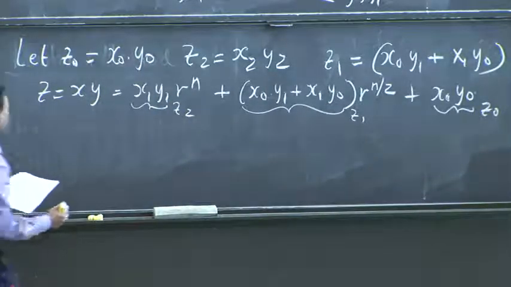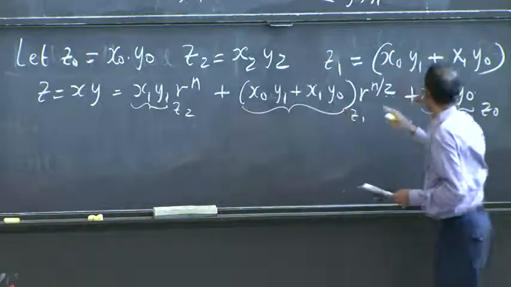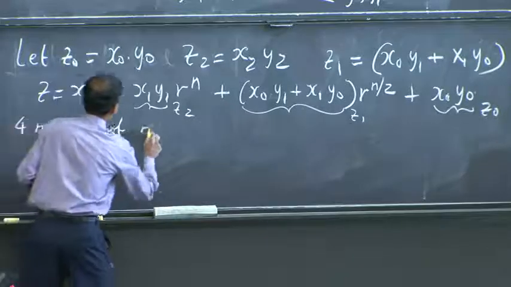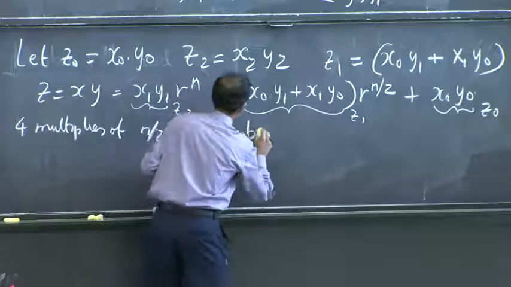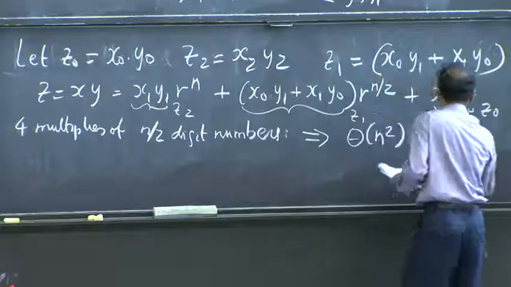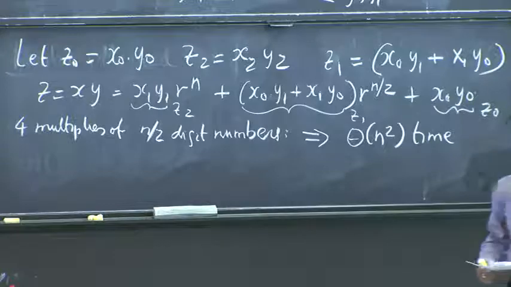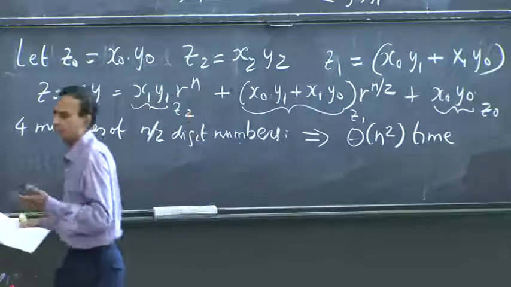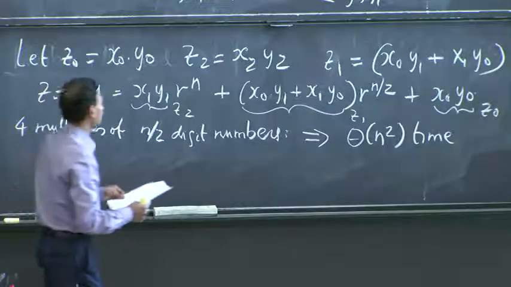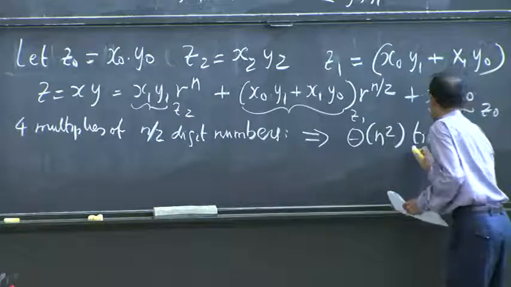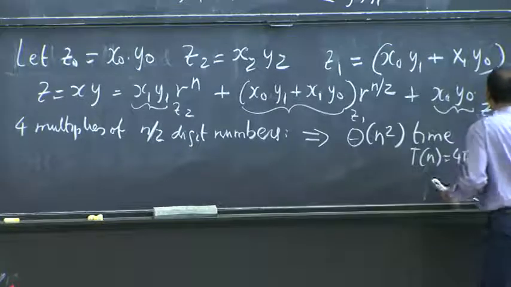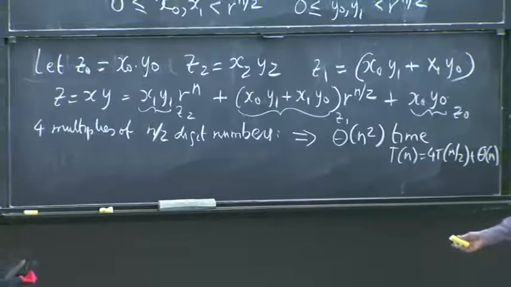And if you look at it, you need 4 multiplies: 1, 2, 3, 4. You need 4 multiplies of n by 2 digit numbers. By now, after you've prepared for quiz 2, I will just say that it will take theta n square time, because your recursive equation is Tn equals 4T of n over 2 plus theta n, assuming the additions here take linear time. So that's how you get your theta n square algorithm.